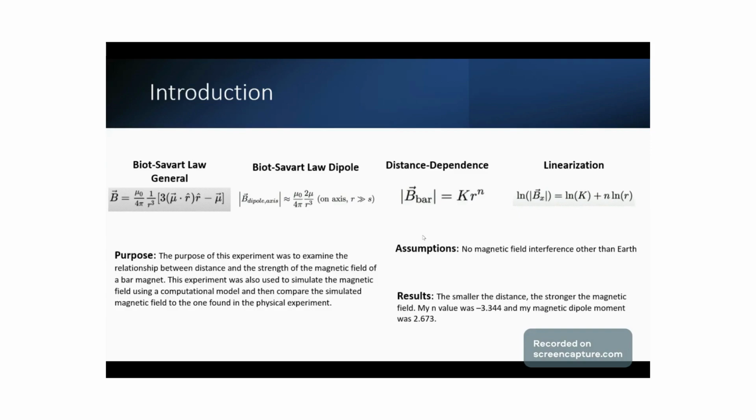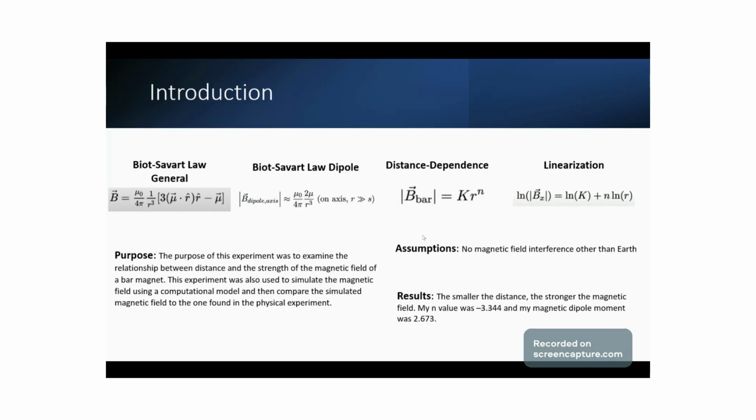The physics principles used in this experiment are the general form of the Biot-Savart law, which is used to calculate the magnetic field in the GlowScript model, and then also the dipole on-axis form of the law, which is used in conjunction with the magnetic field of the bar equation to find the magnetic dipole moment and distance dependence relation. The superposition concept is also important in this experiment to ensure the Earth's magnetic field is taken into account, and the linearization equation shown here is used to find n.